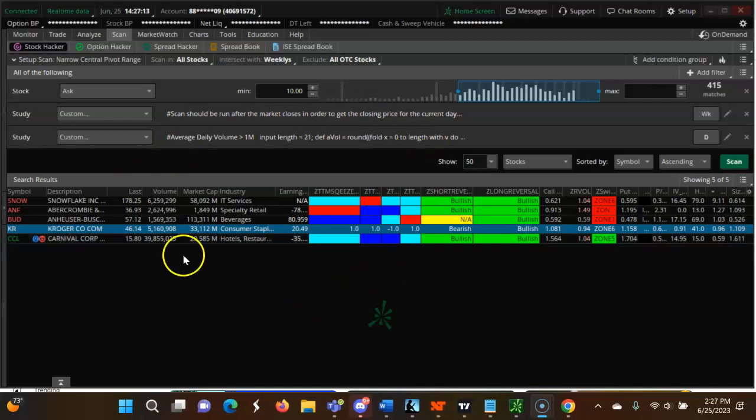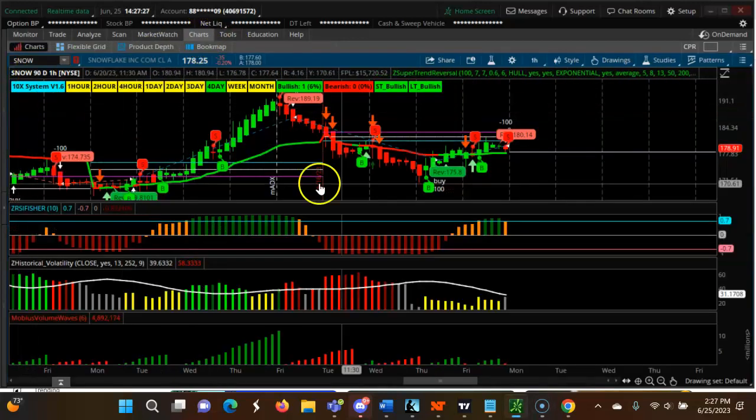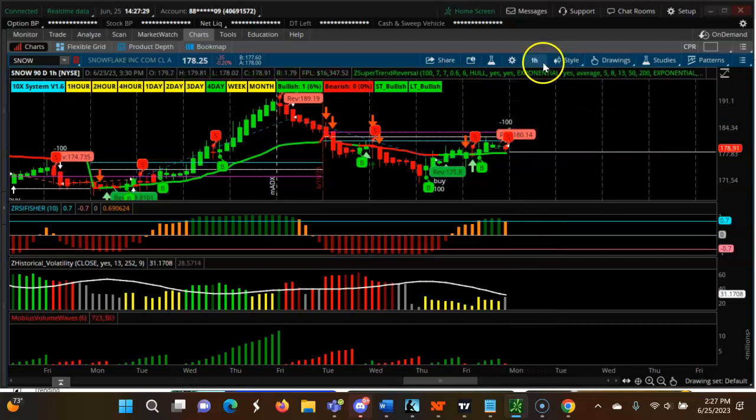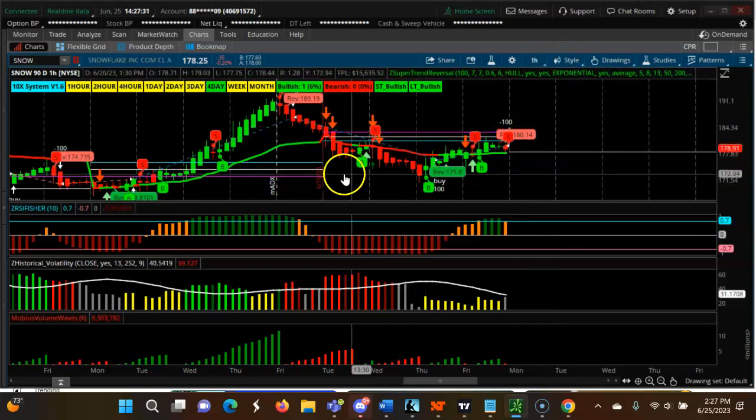So in this video, we're going to look at a narrow CPR scan on a weekly time frame. Okay, so we are on weekly CPR, narrow CPR scan. Here the first stock we are getting is SNOW. Okay, let's go to the chart, SNOW. You see the narrow CPR here. We are on a 1 hour time frame, weekly CPR.